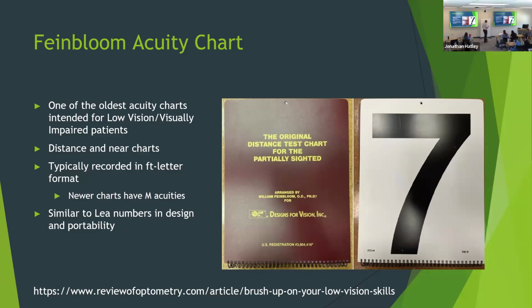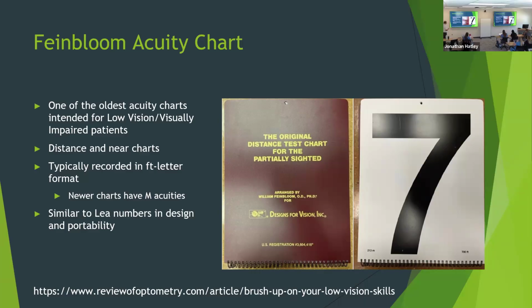Feinbloom low vision acuity chart. And this test was developed many years ago, maybe early 1900s. So this was one of the first low vision charts that was available. And one of the interesting things about this that differed from a Snellen chart at the time was that it used numbers as opposed to letters. Now, whenever this test first came out, M acuities weren't a thing. We were still staunchly on imperial units, no metric units, I guess, I'm not sure. But everything was measured in foot letters. So historically, this chart was measured in foot letter format.